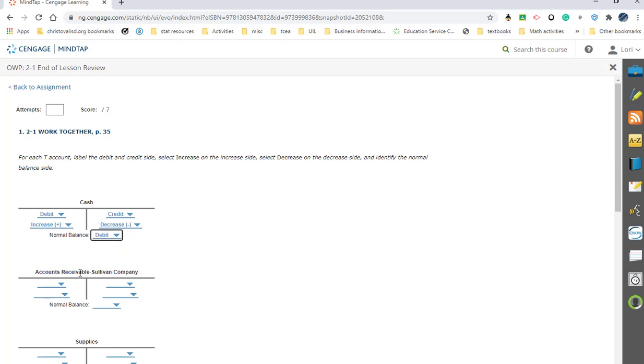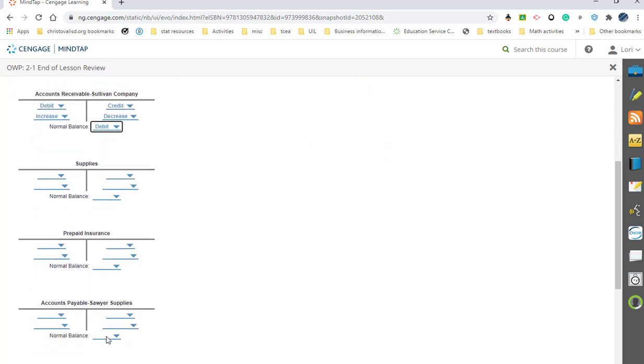Accounts receivable. If we look at our different types of accounts, accounts receivable is an asset. So again, debit and credit are going to be the same no matter what type of account it is, but we are going to increase on the debit side, decrease on the credit side, and our positive side, the increase side, was the debit, so that's what gets the normal balance. So again, you're looking for the increase side, your positive side. That is who the normal balance goes to.